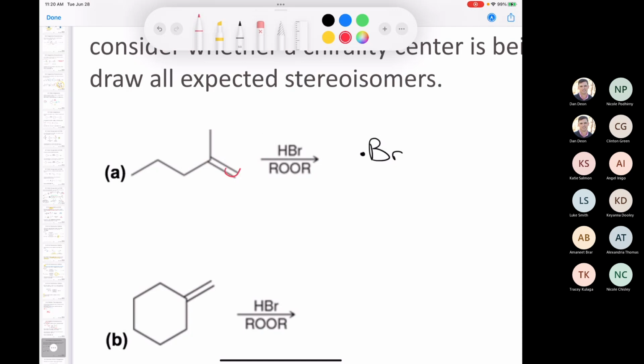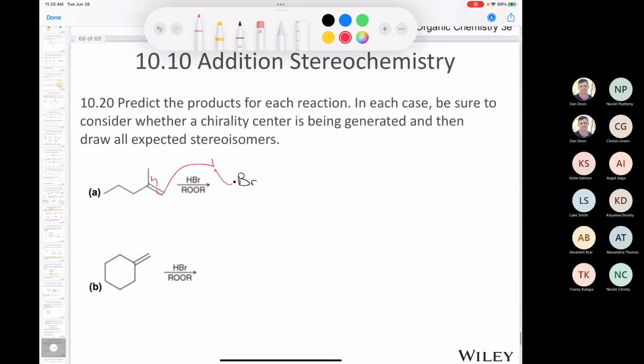So what's going to happen is we're going to form a bond between the bromine and the carbon at the end, and we're going to form the most stable radical. So let's draw that radical intermediate just for fun. So we end up with 1, 2, 3, 4, like this. We end up with this radical. But, oops, I didn't even put my bromine in there. That's not right. There we go. I was forgetting something. So we form the most stable radical. This is a tertiary radical.